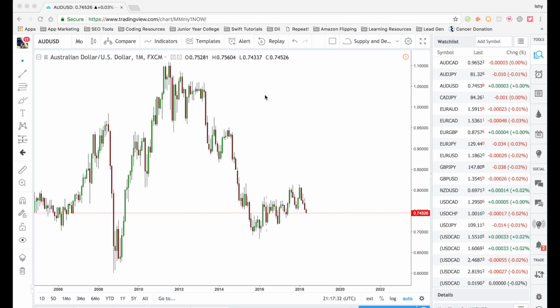Alright guys, so what you're looking at right now is AUD USD on the monthly time frame. So, you're probably thinking, whoa, why are we looking at such a high level time frame? The reason is because remember how I said you want to figure out what kind of trader you are, what kind of style you want to play?